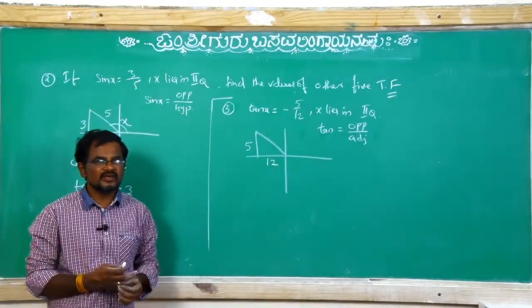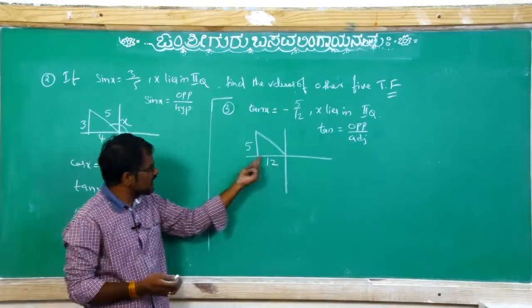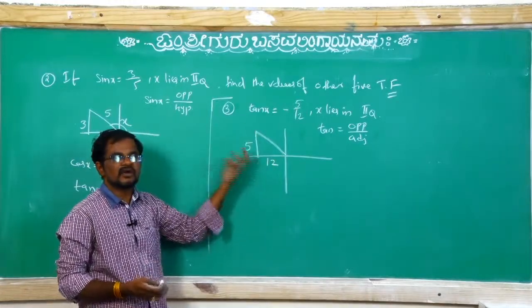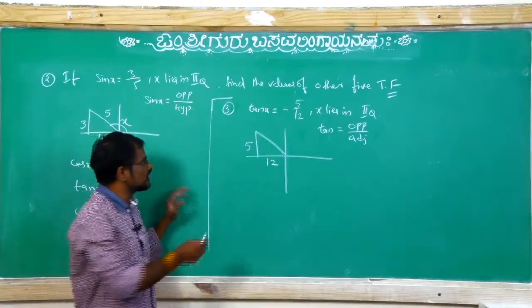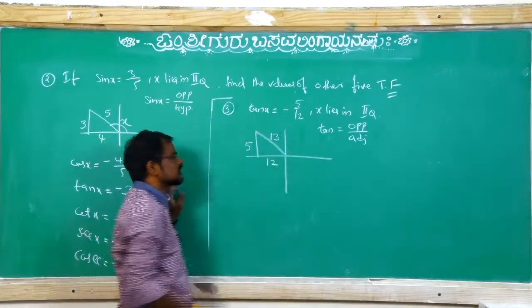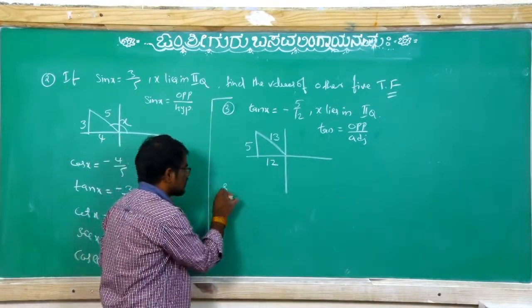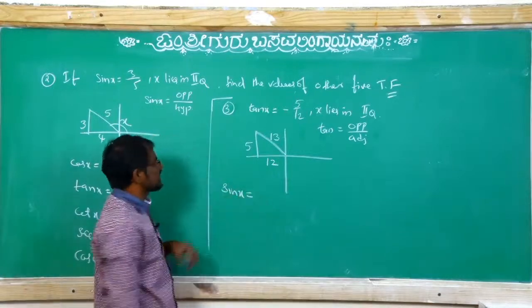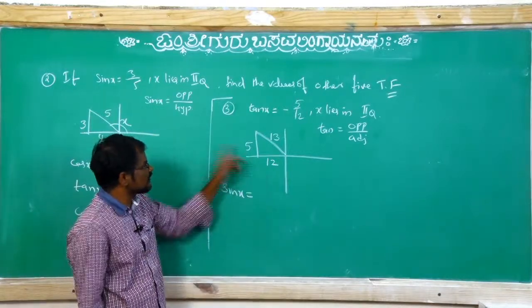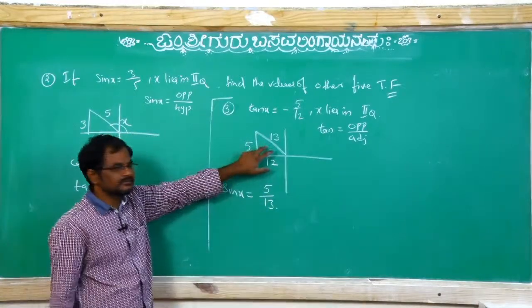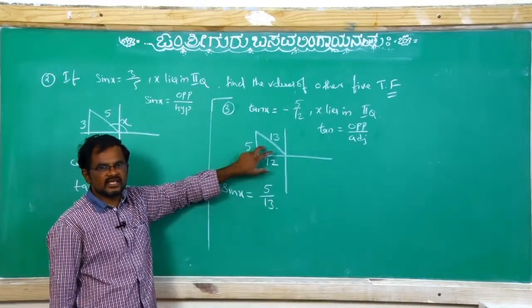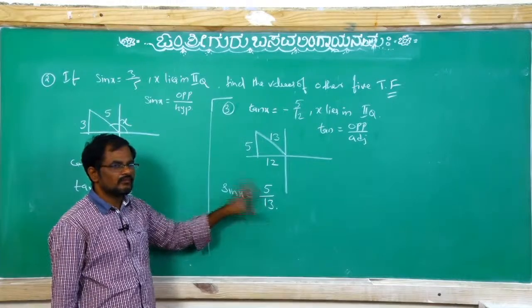How to take negative positive signs? If you take x value negative, y value positive, that's it. So minus 12, plus 5 you have to take. Suppose you also don't want to take that, just take like this, right? Now all the trigonometric functions, suppose sin x you want. Sin x means opposite side, 5 by 13. Which quadrant? Second quadrant. In the second quadrant sine is positive.